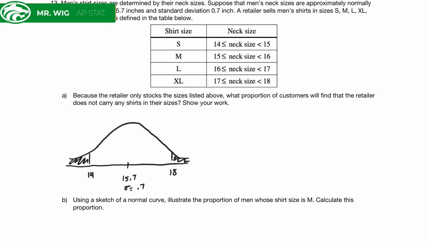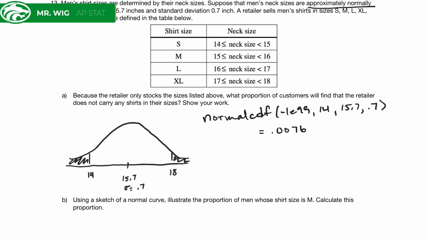So we're going to go ahead and use normal CDF. It did tell us that it's approximately normally distributed, so I'm okay with using normal CDF. We'll find the lower end first, so -1E99 all the way up to 14, and we'll use a mean of 15.7 and the standard deviation of 0.7. Okay, that's a pretty large distance away, so I should expect it to be a fairly small number, and it is. 0.0076 is the value under here.